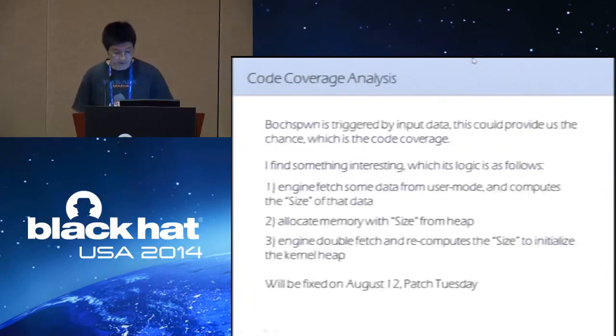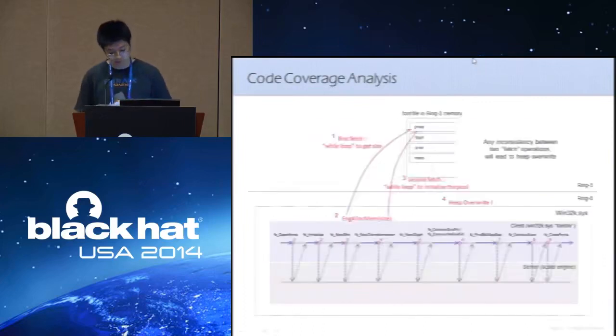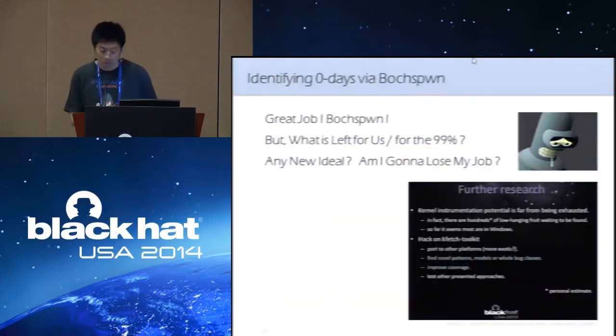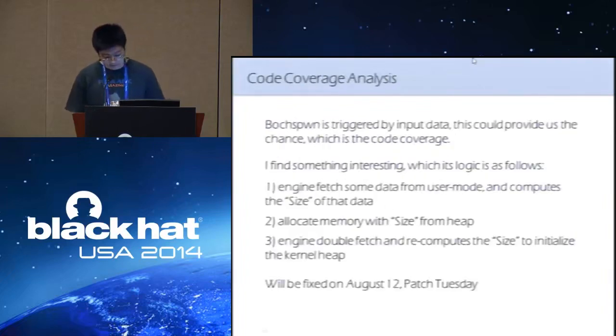Okay, and that is also mentioned in Bochspwn's future works. And this time, I submitted 4 vulnerabilities to MSRC, and I promised not to disclose any function details and call stack information. So I only talk about some principles behind these vulnerabilities.